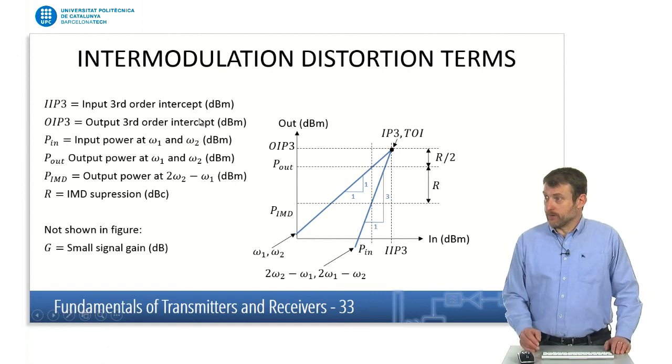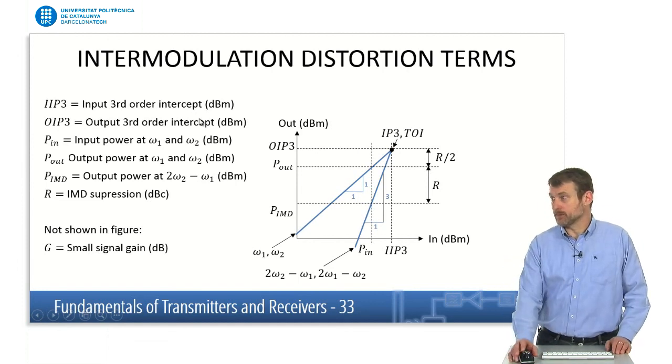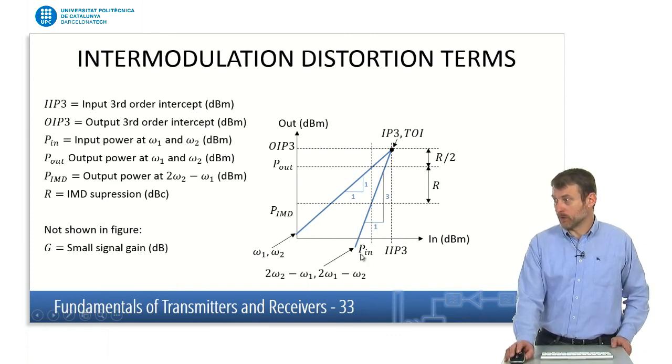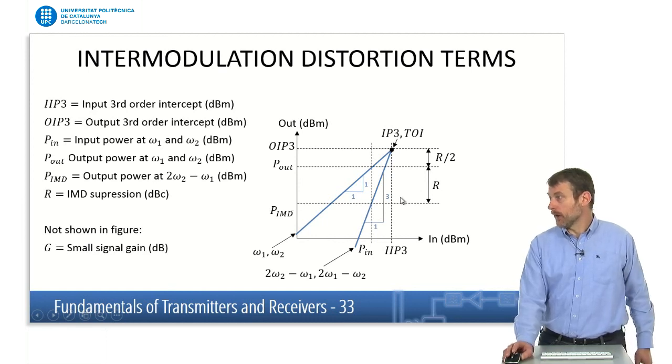And accordingly, there are some defining terms that I will be using in following segments. We'll be using the input power as Pin. This is the power of the desired signals at the input. The IP3 referred to the input would be this. The IP3 referred to the output is this. This is the power of the desired signals at the output, and the IMD is the power of the intermodulation products at the output, right?